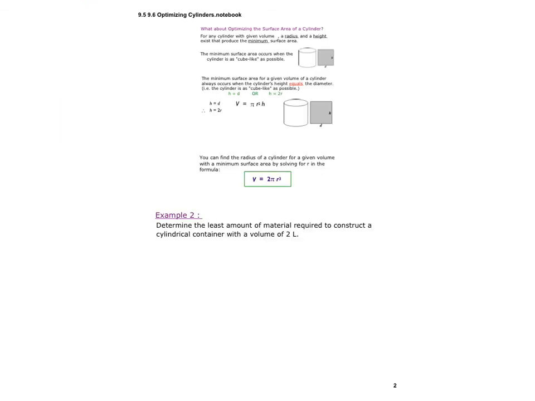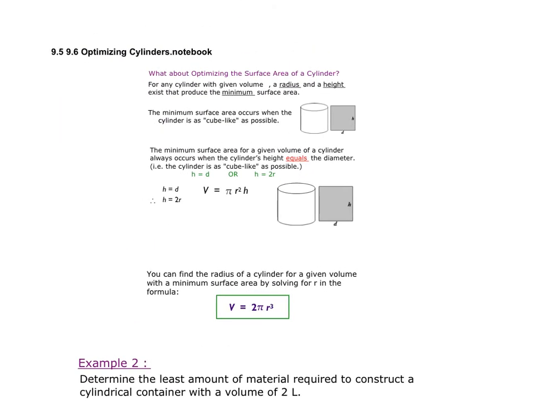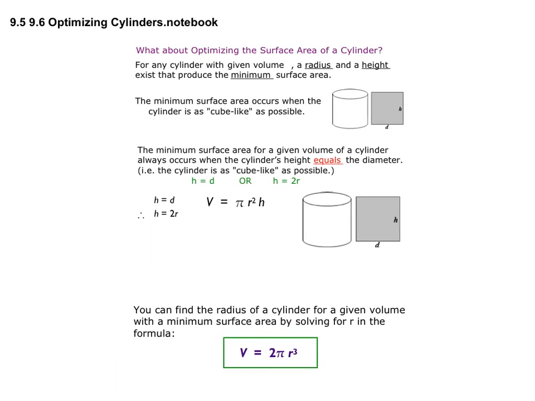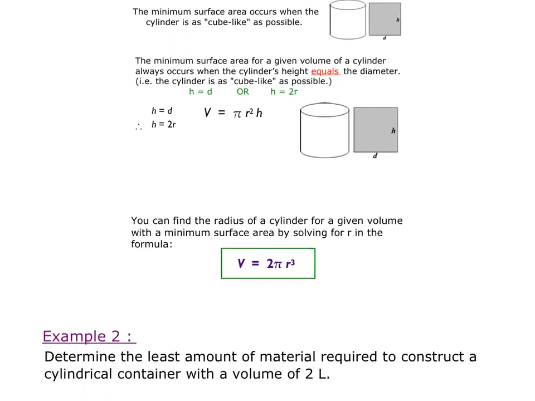Okay. So, what about optimizing surface area of a cylinder? So, for any cylinder with a given volume, a radius and height exists that produce a minimum surface area. So, just vice versa of what we did. The minimum surface area occurs when the cylinder is as cube-like as possible. So again, same idea, right? The minimum surface area given a volume of a cylinder always occurs when the cylinder height equals the diameter.